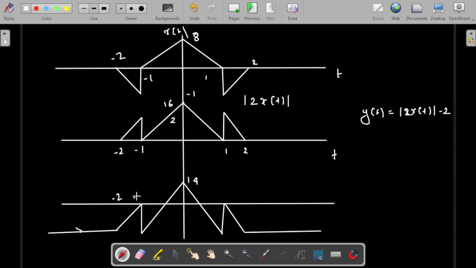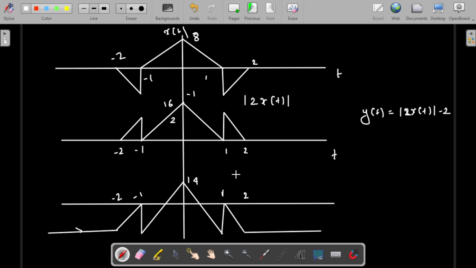So this will be minus 2, minus 1. This will be 1 and this will be 2. So this will be 2 and this will be 1. Okay, this dipping part is equal to 2 and the part which is going upright, this value is equal to 1. So this value is 1. Okay, so this is how we can draw it.